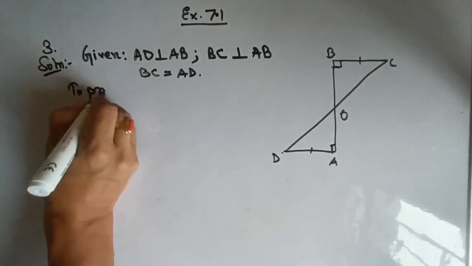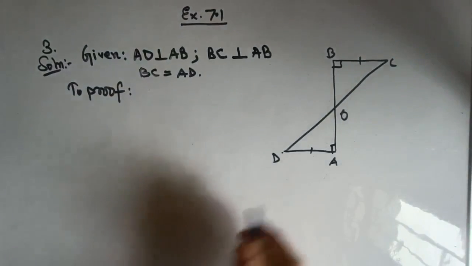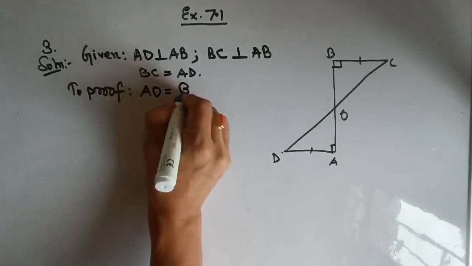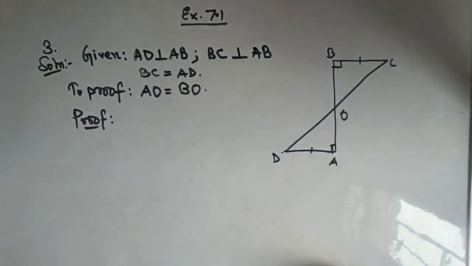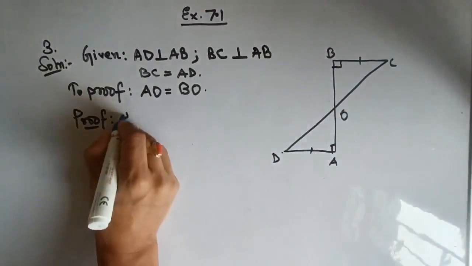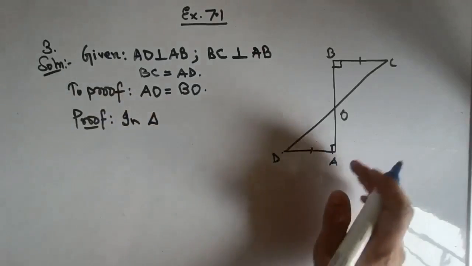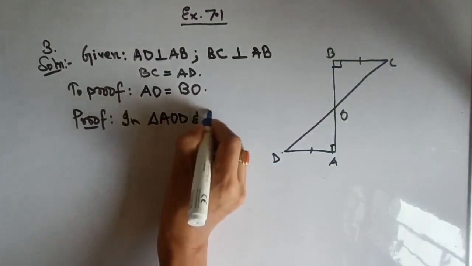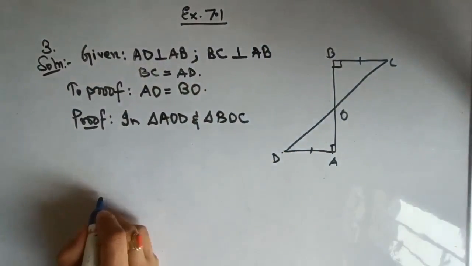To prove, we are going to prove that CD bisects AB, that is AO equal to BO. Proof. Let us consider the two triangles, that is triangle AOD and triangle BOC.